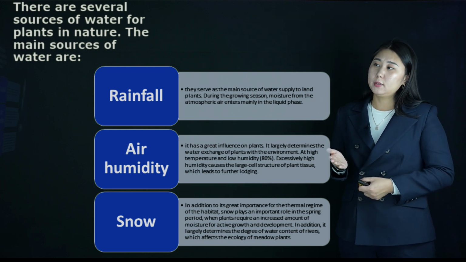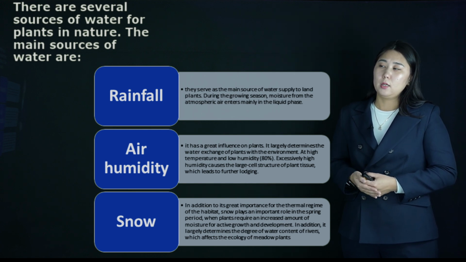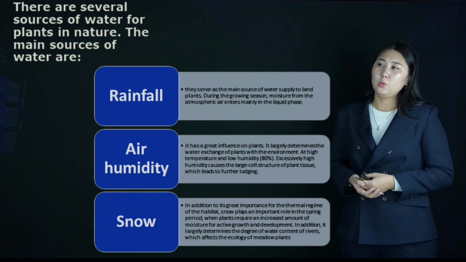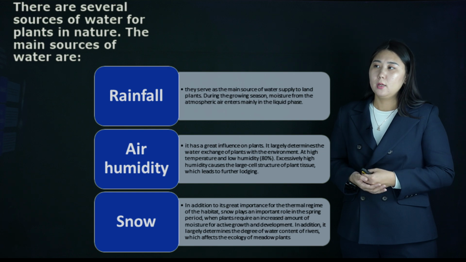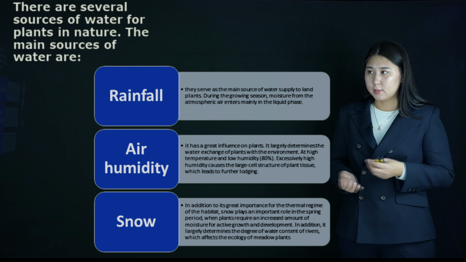The second source is air humidity. Air humidity has a great influence on plants, largely through the water exchange of plants with the environment. At high temperature and low humidity, it directly influences the growth of plants.